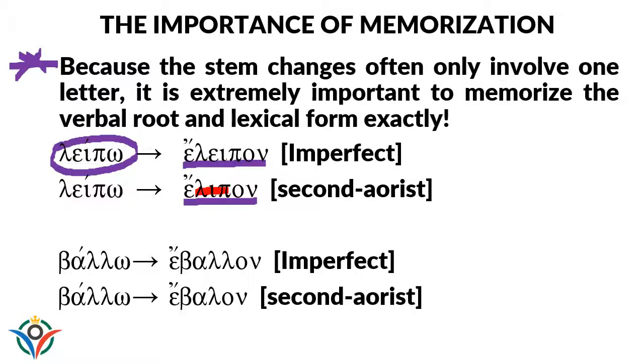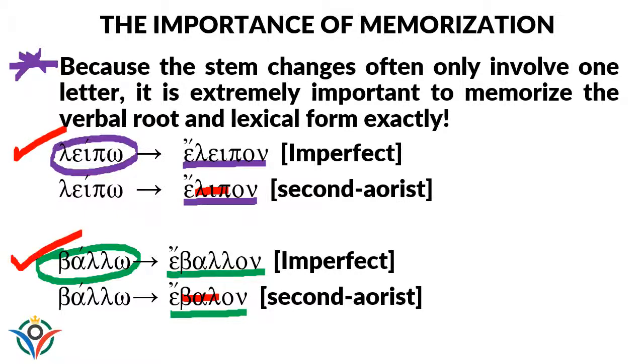Look at the second example with me. We have balo, which in the imperfect becomes ebalon, and the second aorist becomes ebalon. So once again, a very small stem change. The only way that you will recognize that a stem change has taken place is if you know what the lexical forms were originally. So I want to encourage you to learn your vocab. That's why it is so crucial to spend the time learning that vocab, because it starts coming into play now with these various differences in these tense forms.